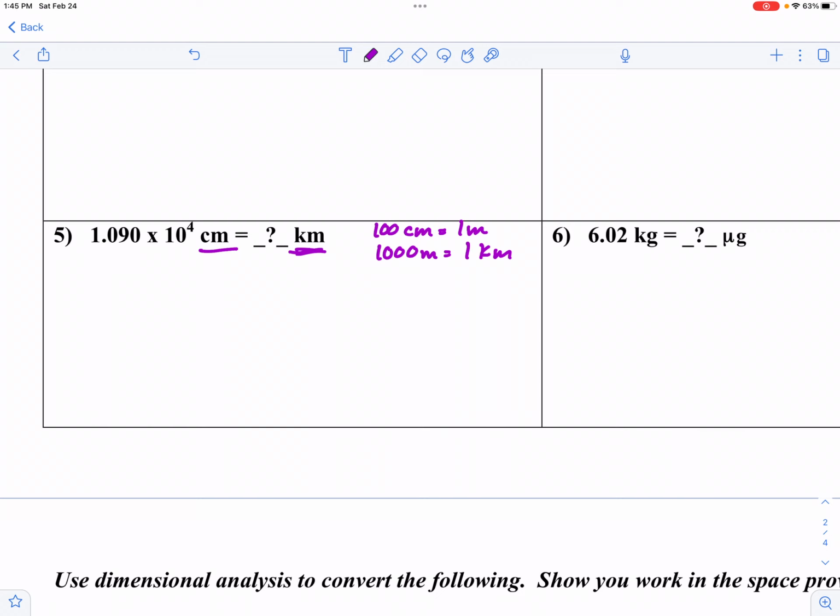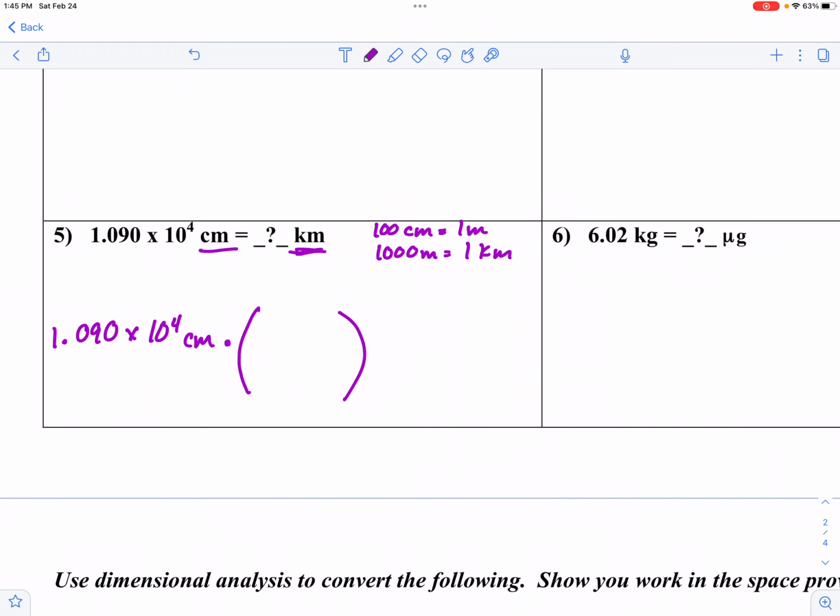So if I start with 1.090 times 10 to the 4th, oh, that's right, that's in scientific notation. I'm in centimeters right now. So my first step would be to get out of centimeters. And it's okay that I'm getting out of centimeters and not jumping straight into kilometers because I don't know that conversion factor off the top of my head. So what I'm going to do is use this first fact up here as my conversion factor.